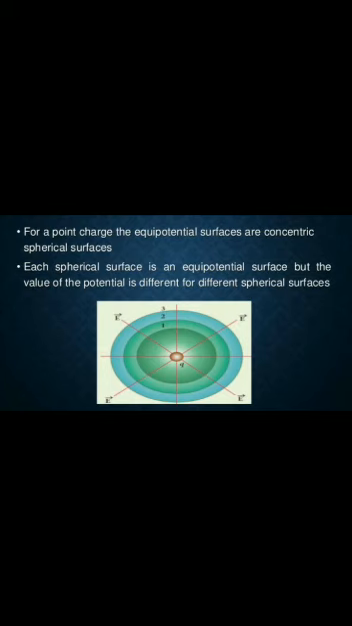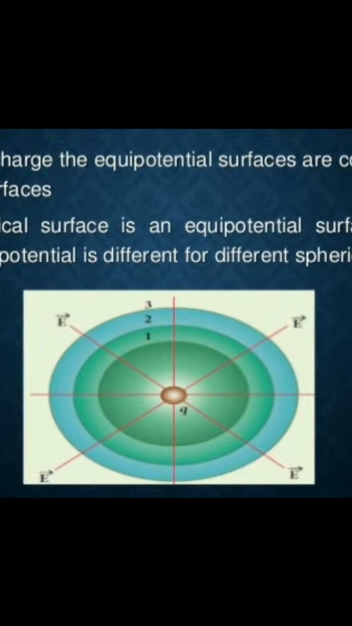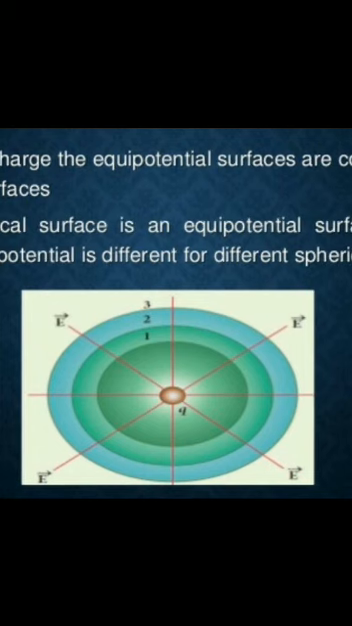For a point charge, the equipotential surfaces are concentric spherical surfaces. Have a close look at this picture. You could see the center charge q and three circles drawn: circle 1, circle 2 and circle 3. All the points of circle 1 are equidistant from the center charge q. So, circle 1 forms the first equipotential surface, and all the points of circle 2 are at the same distance from the center charge q.